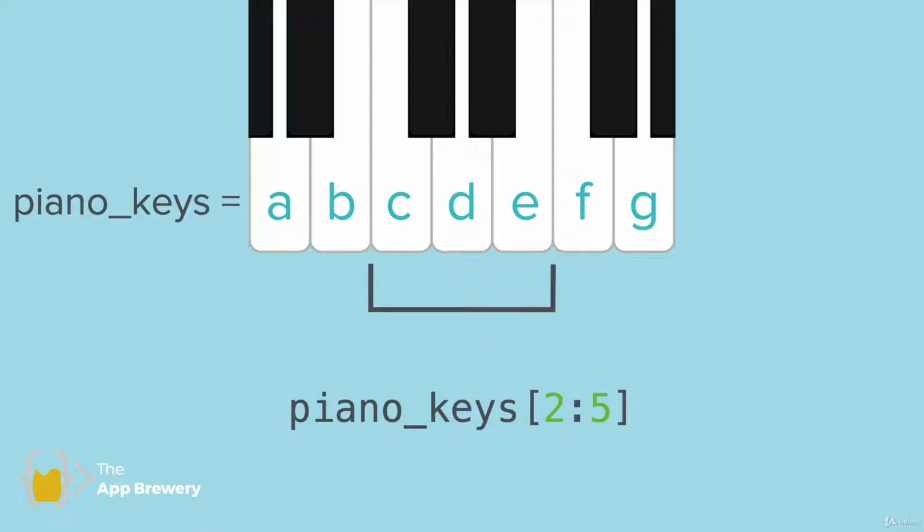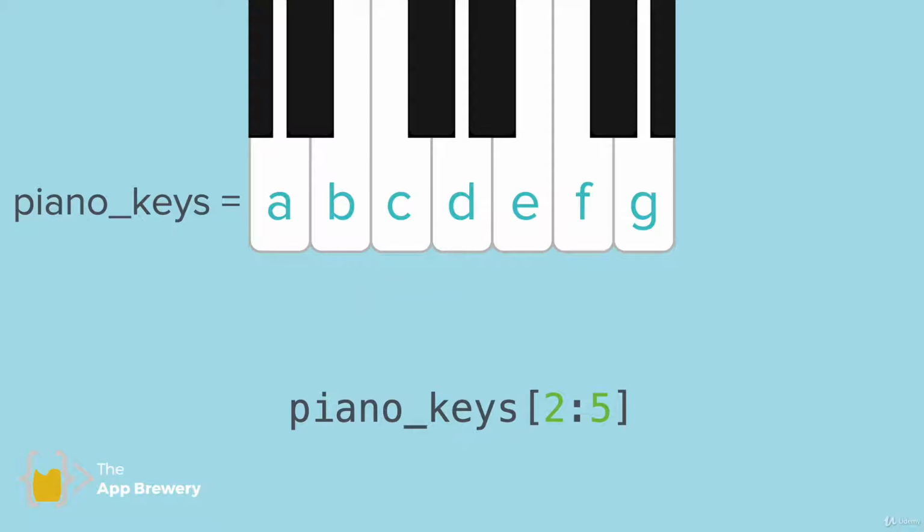We would get hold of our list, piano keys, and then we would use a set of square brackets, but instead of accessing just one item with a position, we get a set of items by slicing it from position 2 to position 5. This might be a little bit confusing because, well, we know that A is at position 0, B is at 1, C is at 2, but the one at position 5 is actually F. So how does this get us C, D, and E?